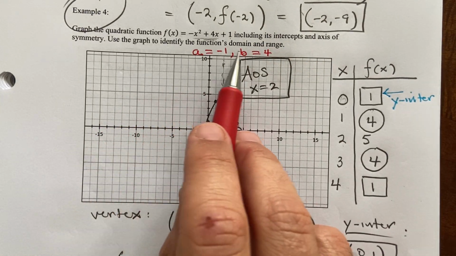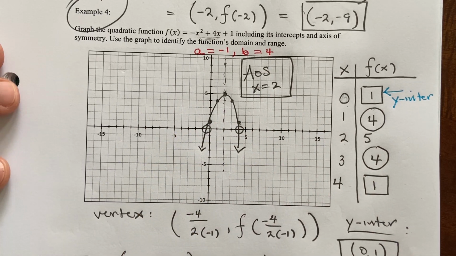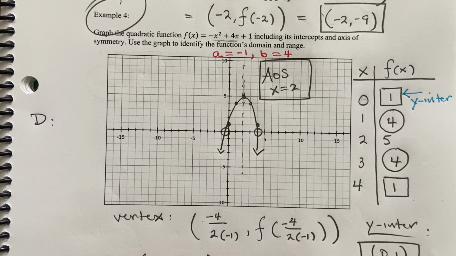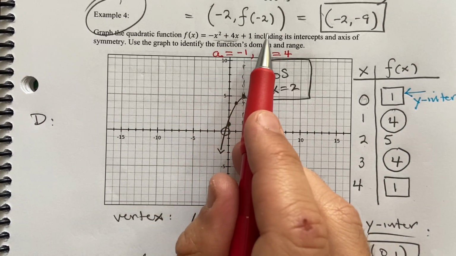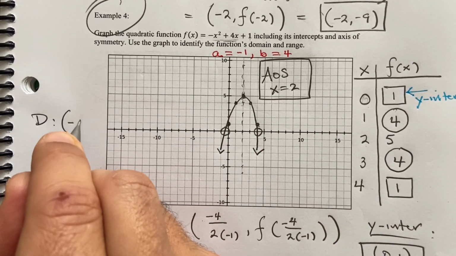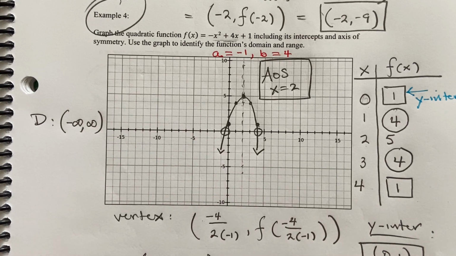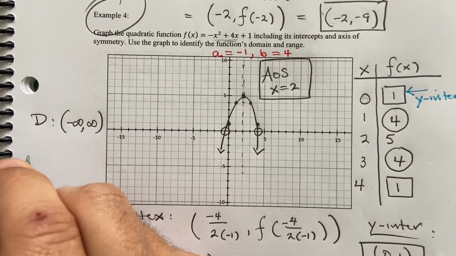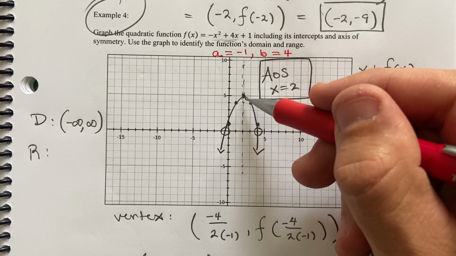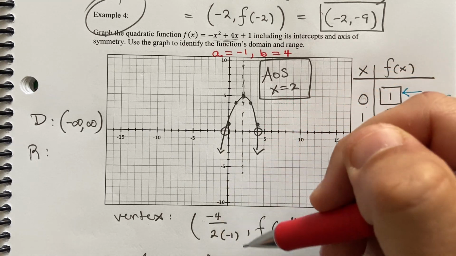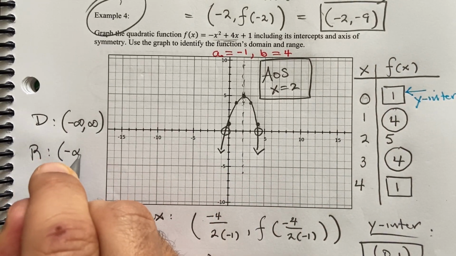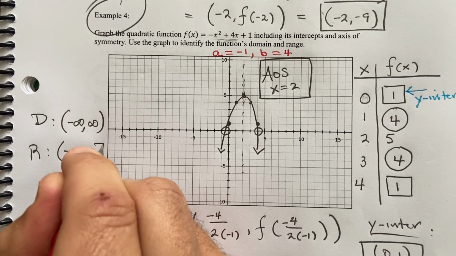And then it also says identify the function's domain and range. So the domain is a list of all the allowed inputs. This is a polynomial. We're allowed to plug in any number we want. So the domain is simply every real number, negative infinity to positive infinity. The range, you can see it here, the largest output achieved is 5, and then everything below 5 is achievable. So the range would be negative infinity up to and including 5.